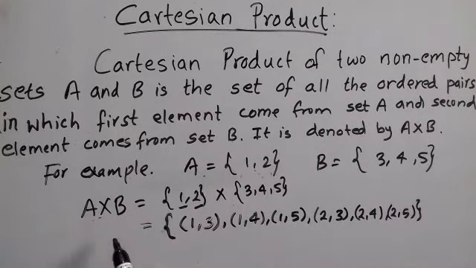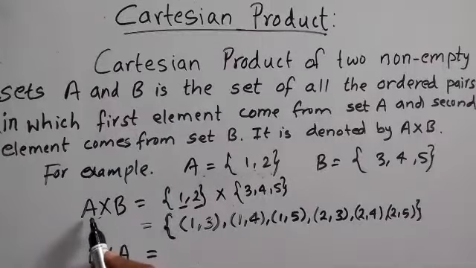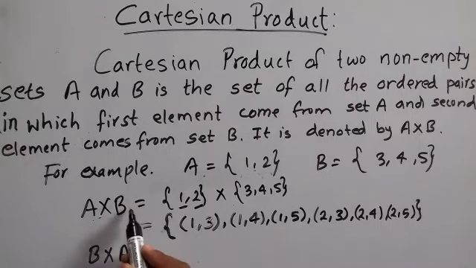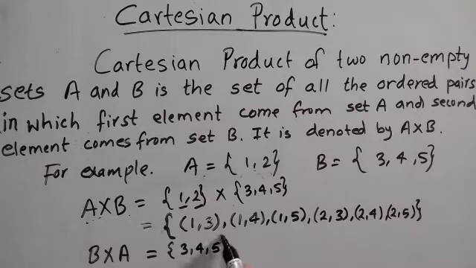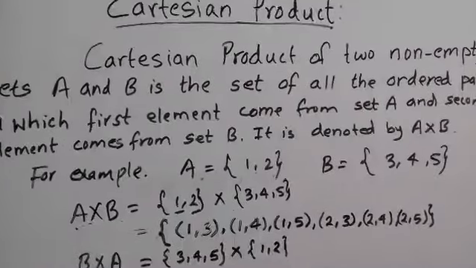Now let us find Cartesian product of B and A. We have to keep in mind that Cartesian product of A and B is not the same as Cartesian product of B and A. We write Cartesian product of A and B as A cross B, and we write Cartesian product of B and A as B cross A. So this equals 3 4 5 into 1 2.